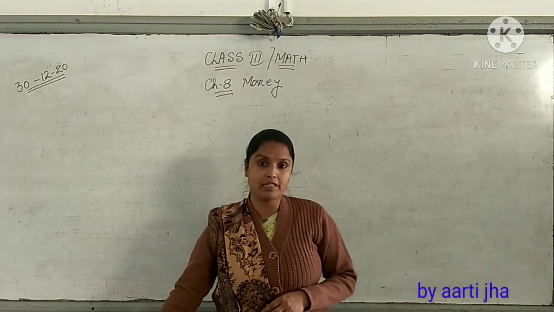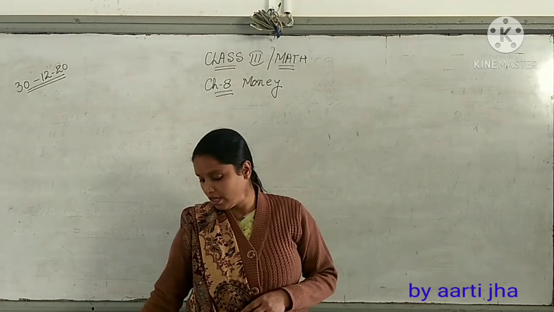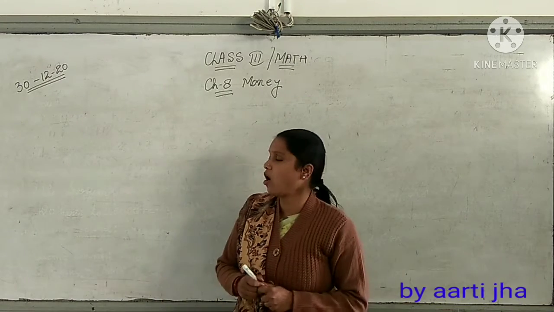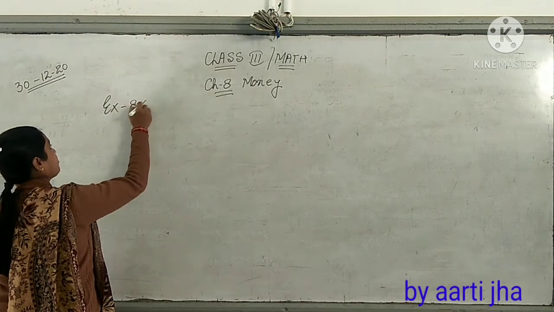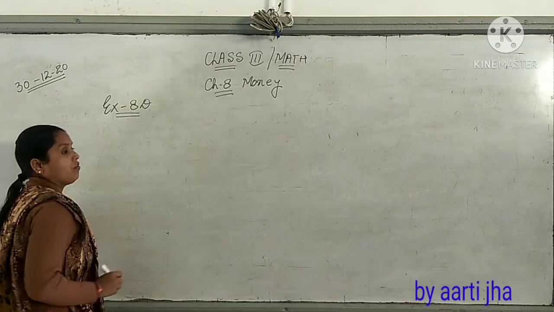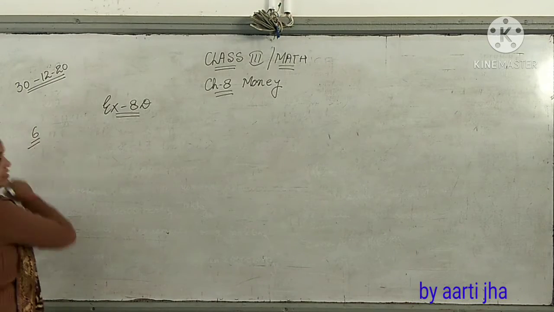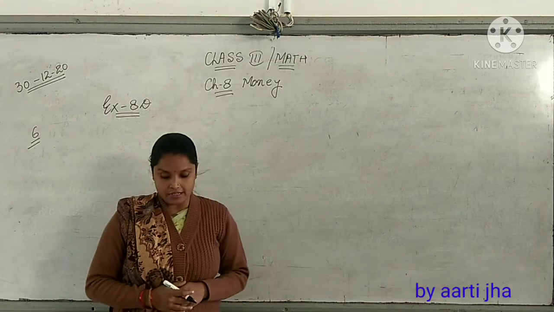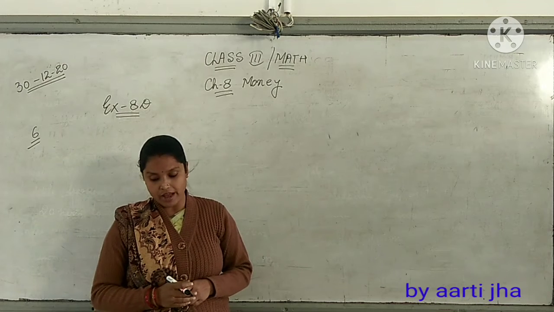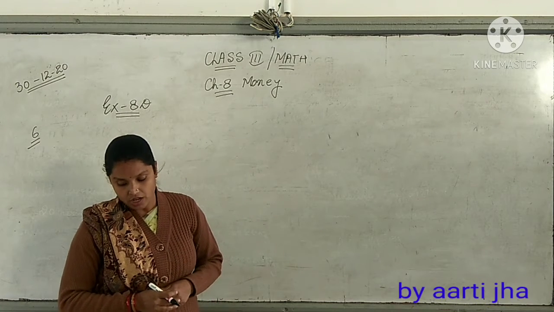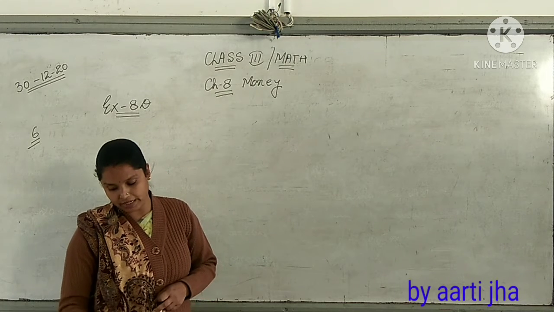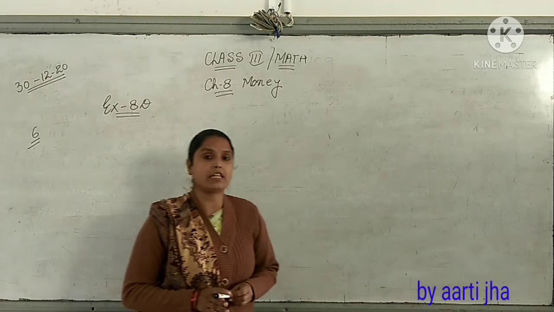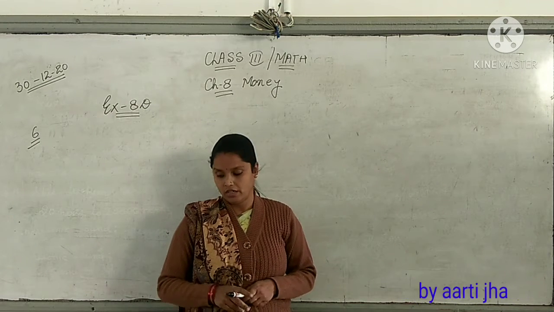So, without wasting time, let us start with question number 6 of exercise 8D. Question number 6 says, Nina has rupees 627 and 43 paise with her. She went for shopping and spent rupees 287.62 paise. How much money is left with her?